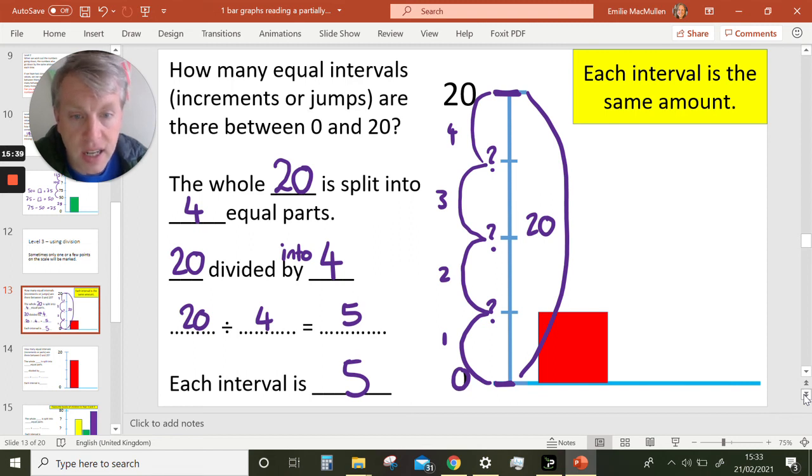Let's see, does that work? Yes, it does. Because if we put our numbers in, 5, 10, 15, 20, we count up in 5s. We divided the whole amount that we knew into the number of equal parts.